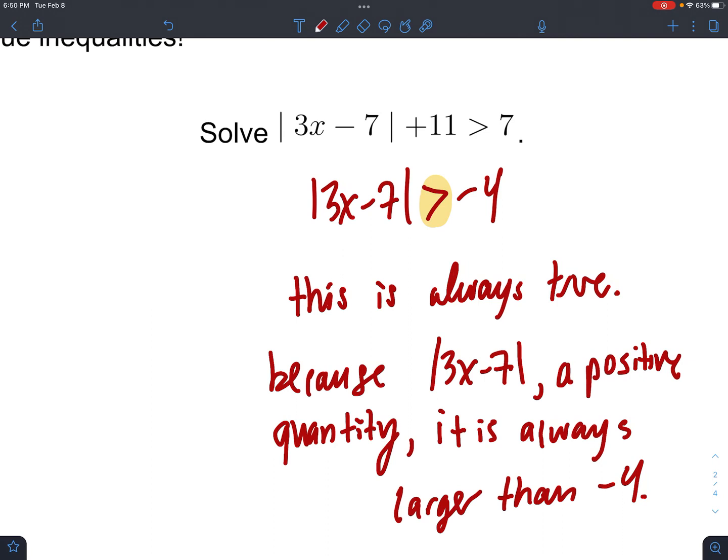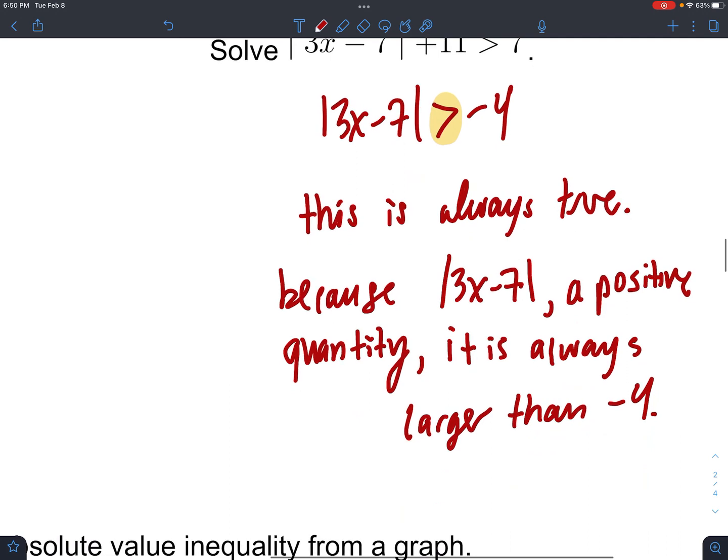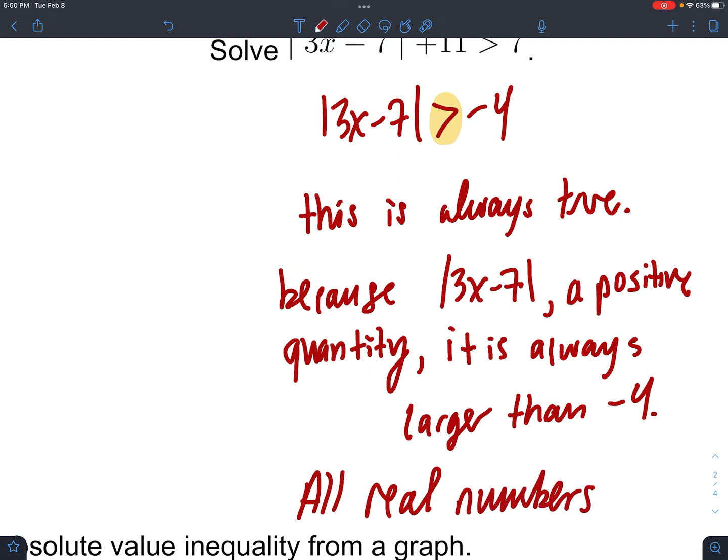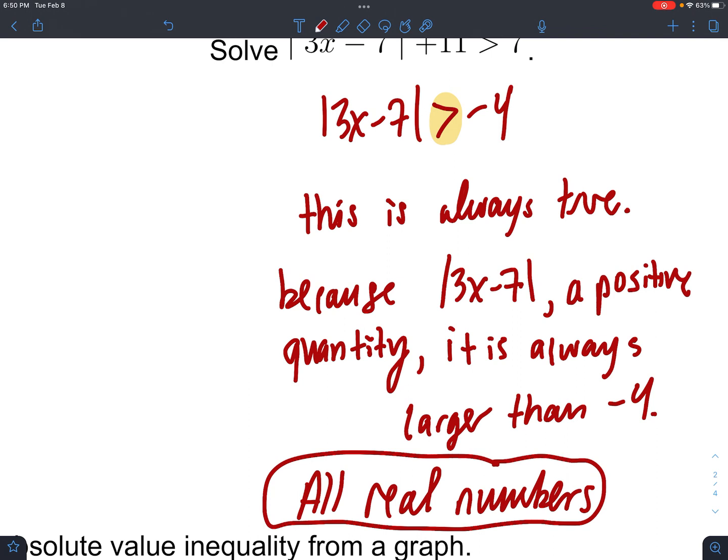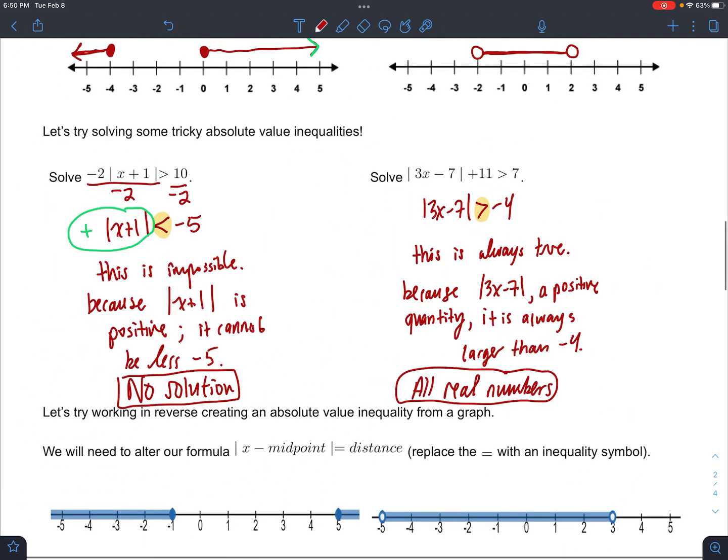No matter what you pick for x, you can be as creative as you want. The output is going to be positive, which is definitely bigger than -4. So this is infinitely many solutions, or you could also say all real numbers. Basically, x can take on whatever you want. No matter what you put in there, absolute value is positive, so it'll be bigger than -4. I can guarantee you that.